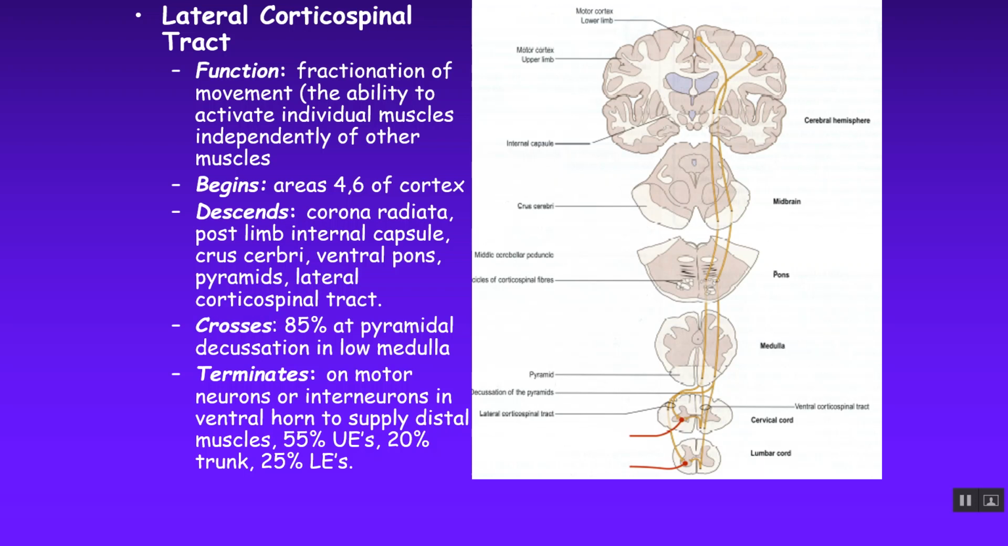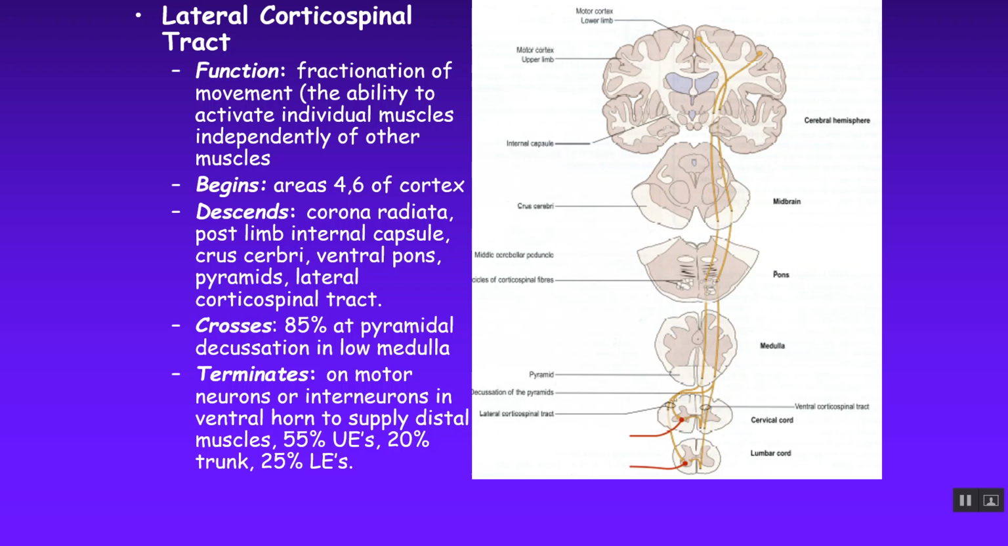It runs through the exact same parts of the corona radiata, posterior limb of the internal capsule, crus cerebri, ventral pons, pyramids, but then it crosses over. Once it crosses over, it becomes the lateral corticospinal tract. So 85% of these fibers coming down cross over to become the lateral corticospinal tract. The remaining 15% is your medial or anterior corticospinal tract. So these 85% of the fibers cross over, and then they run down that lateral part of your spinal cord as the lateral corticospinal.